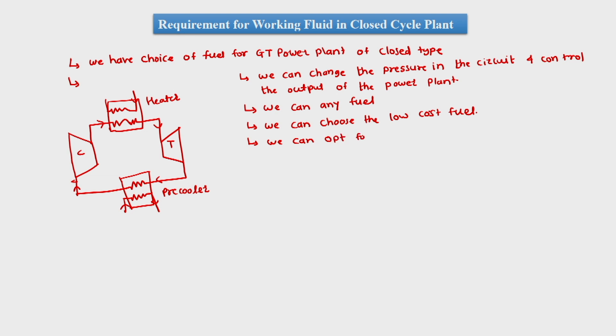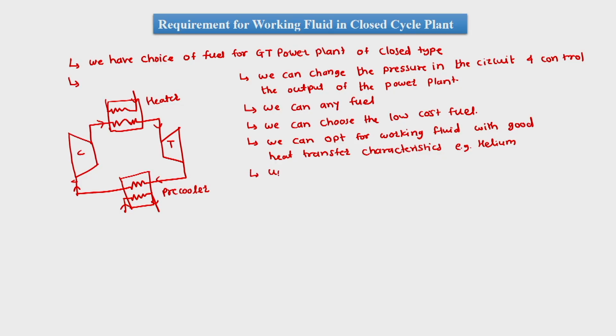Further we can opt for a working fluid with good heat transfer characteristics, and such a fluid is, for example, helium. So if we use helium as the working medium for the gas turbine power plant, then the gas turbine power plant can become compact and it can become more efficient.